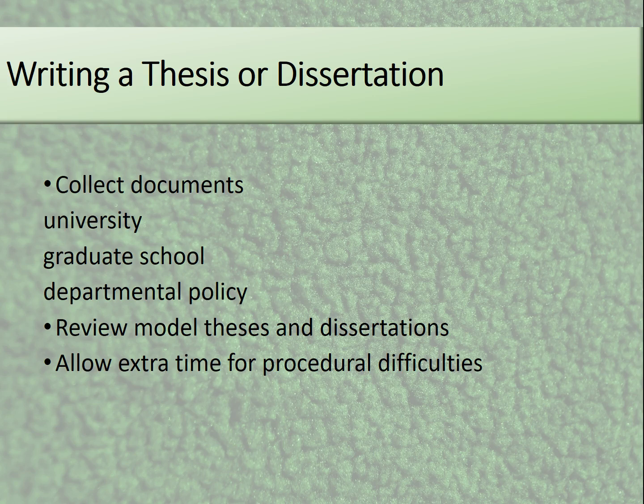When writing a thesis or dissertation, check the basic writing guidelines. You should collect all the documents that outline university, graduate school, and departmental policy for theses and dissertations. Then actually read these documents, as someone at some level will eventually check to see whether you have followed them. Review model theses and dissertations of past graduate students whose work is well regarded by your university. Allow extra time for procedural difficulties. That is, allow twice as much as you think you will need.